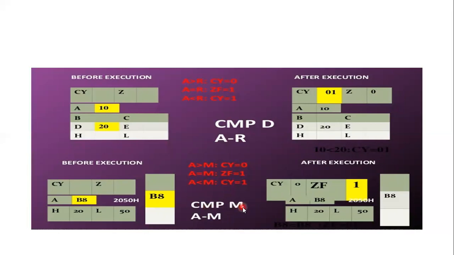Then here we compare the memory. Okay, so the memory 2050 has the value B8 and the accumulator has the value B8. So compare these two, B8, B8, both are equal. Therefore, the zero flag is set to 1.